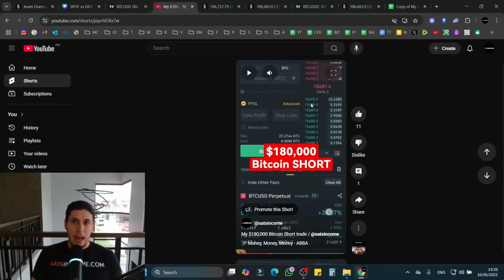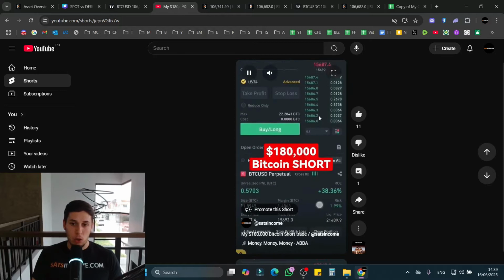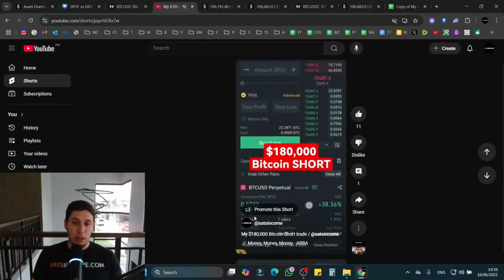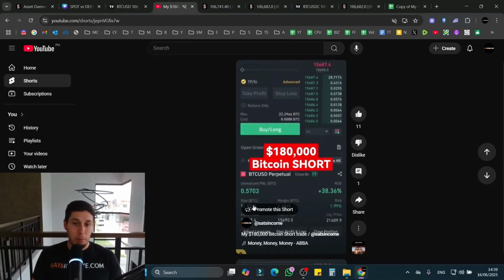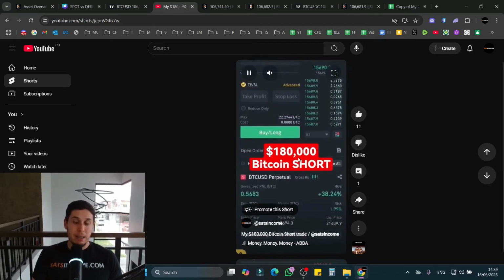16,500 or something like this. And the price at the time was like $50,600. So Bitcoin actually just dropped like $1,000. Not something significant, but I still made good profit because the trade was a very big size, 11.9 BTC, 180K.